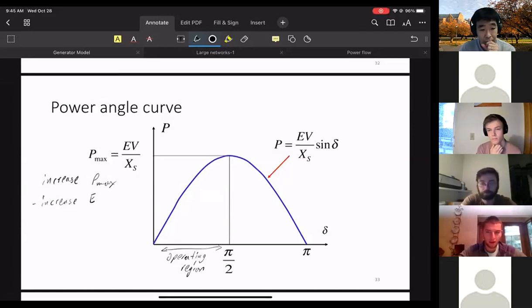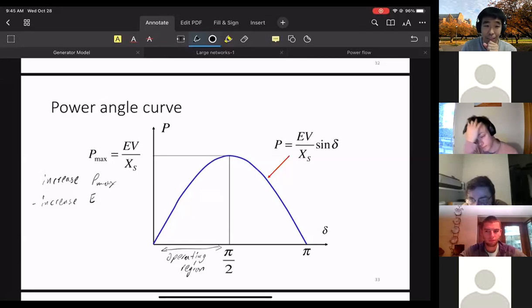Does E not have to match the voltage of the infinite bus? No, they need not match. They are normally fairly close to each other. As we'll see, if they're not that close, you have reactive power problems. But they don't have to be exactly the same, right?